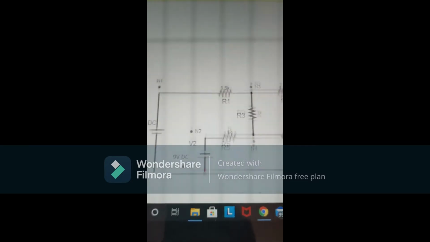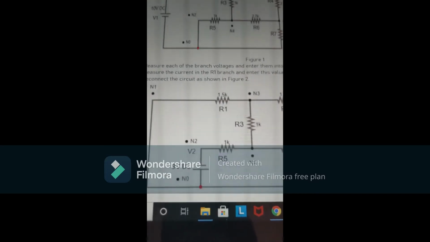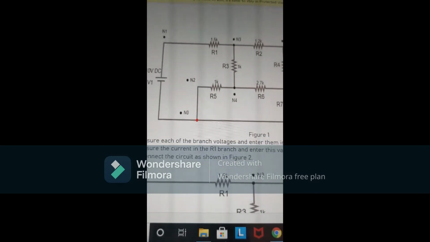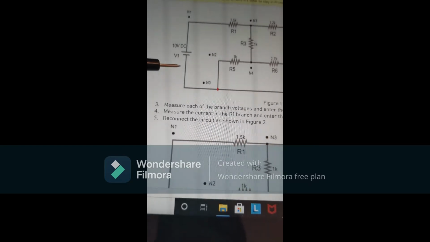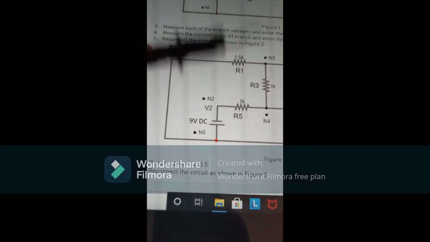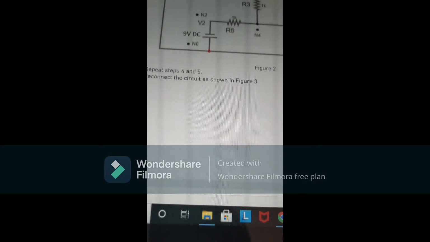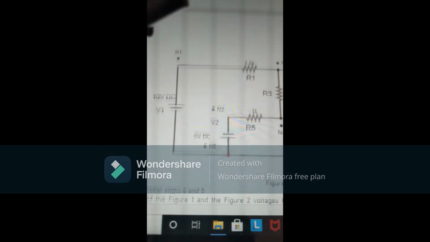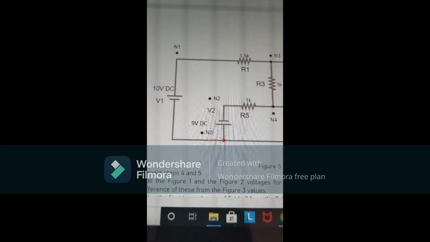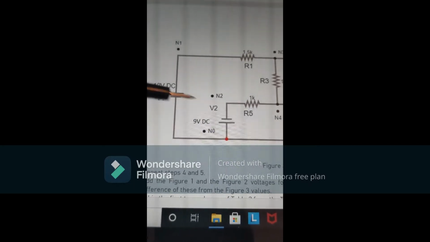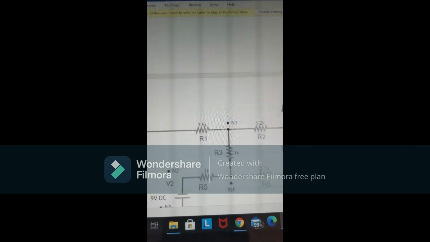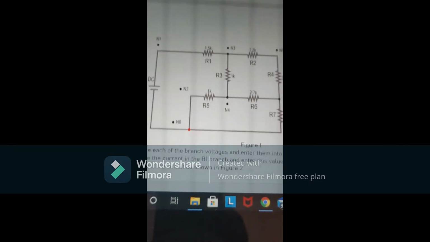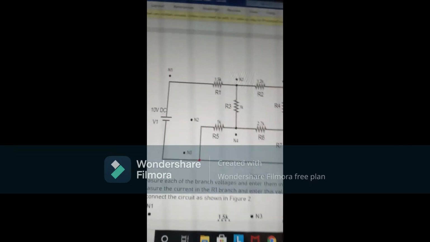And if the current in all of these different branches due to this source and this source, if all of them are added to give the current due to both of these sources, then our superposition theorem is proved. Alright, so I build the circuit for figure 1.